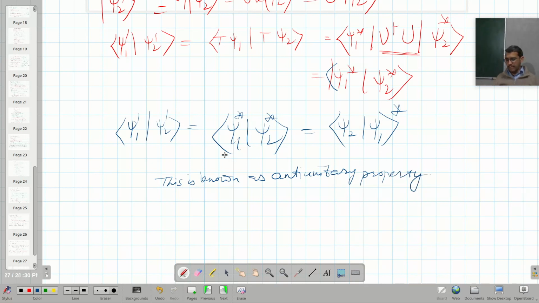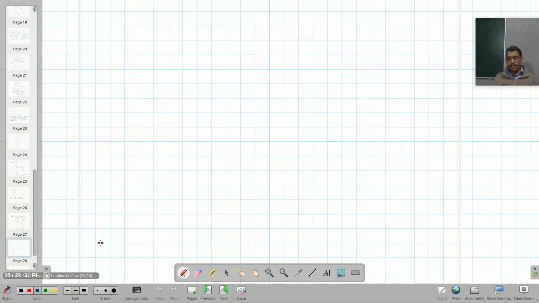So thus we have discussed two properties. One is the antilinear and the other one is the anti-unitary property of the time reversal operator. And let us discuss a few important points to remember. I am not talking about the details, but these you have to remember.